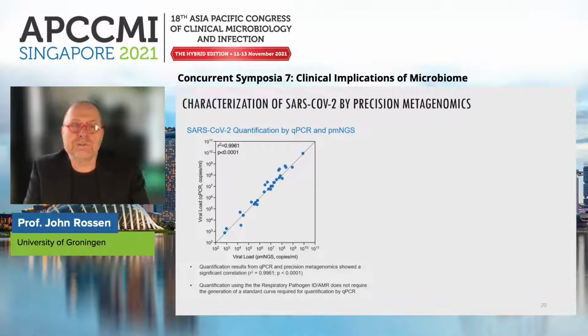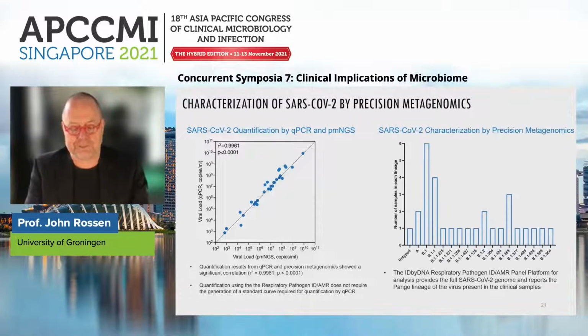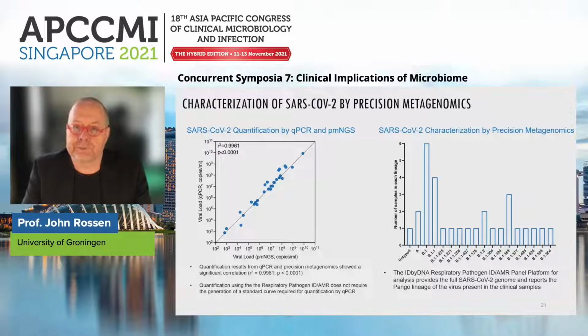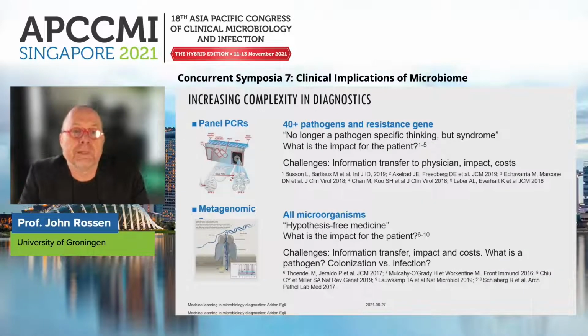So we can just simply use the formula I just showed you to determine the pathogen load. Now, since the whole SARS-CoV-2 genome is covered by this enrichment panel, we are also able to type the virus, and that is shown here. When we looked at the different samples indicated on the x-axis, we were able to show the pango lineage to which the virus belonged. So quantification, detection, and typing is possible by using precision metagenomics.